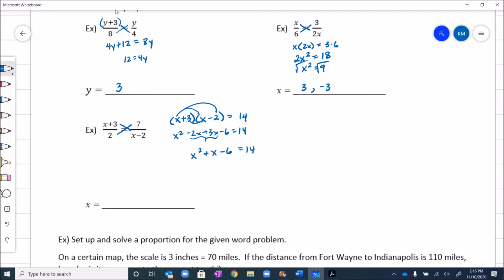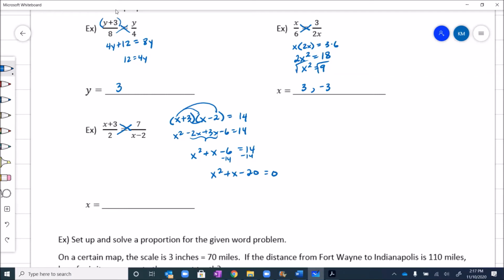And so you'll see we have an x squared and an x. In order to solve this quadratic, we really want to set it equal to 0. So I'm going to subtract 14 from both sides. I get x squared plus x minus 20 equals 0. Okay, so we have to solve this quadratic.